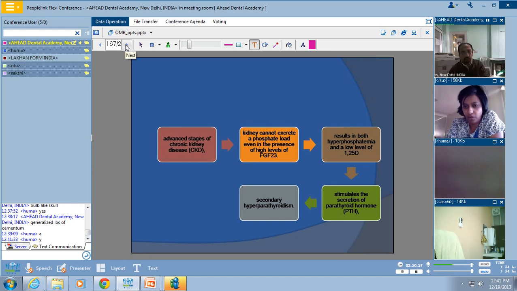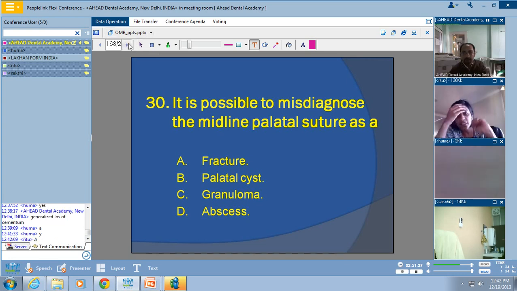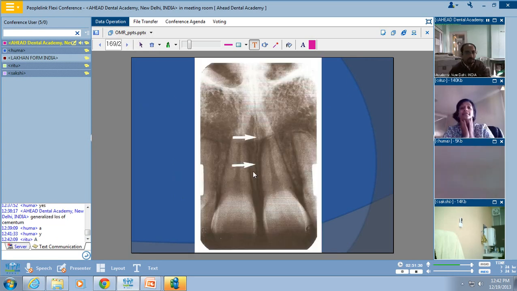Question 30. It is possible to misdiagnose the midline parietal suture as a... So what do you think you can misdiagnose it as? How does a midline parietal suture generally appear? It appears as a radiolucent, yes, a wavy radiolucent area. Do you think a cyst will appear like this? It is a fracture. A fracture would appear like this. Correct. This is how a median parietal suture will appear, and this is how a fracture line would also appear radiographically.